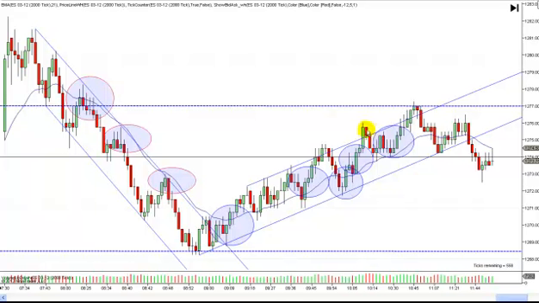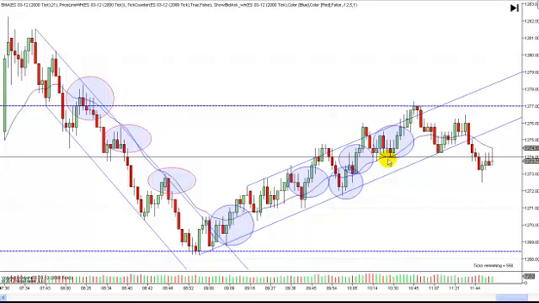And even this one, this is another two-legged pullback to the EMA. Here's the new high. There's one leg back. There's your first entry long. Pull back, second entry long, and look, that was an easy trade, even though it didn't get back to the trend line. It's just two bounces off the EMA. The EMA is really just like a trend line.